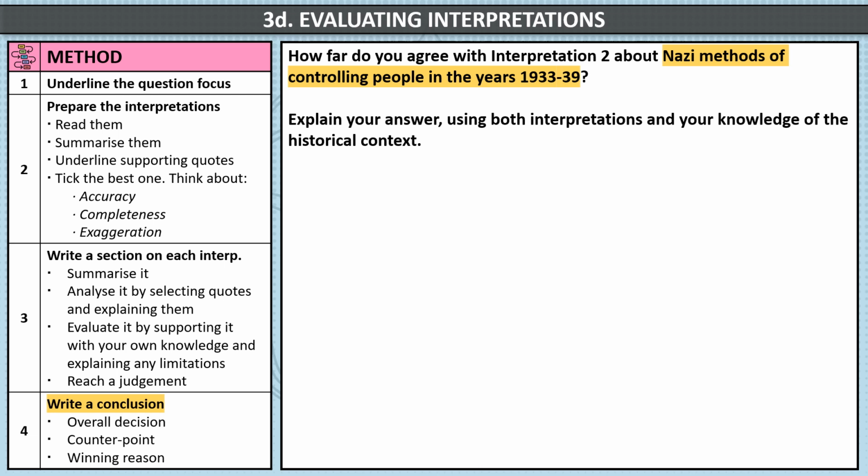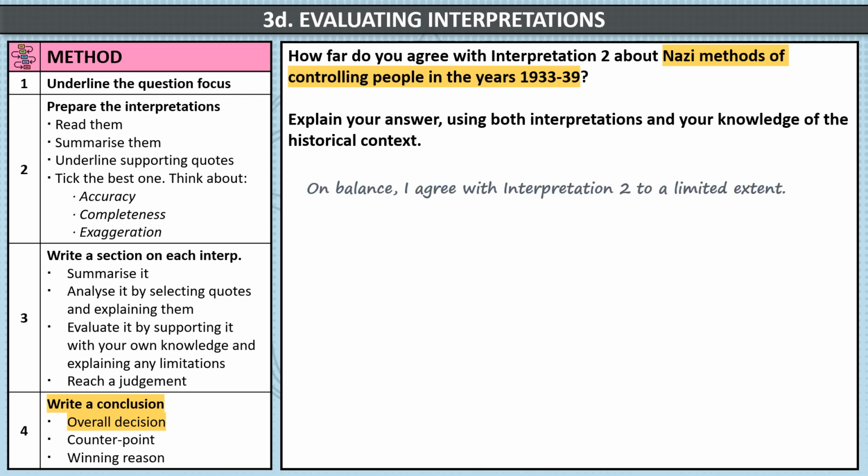Once you've written your two main sections, one on each interpretation, you're ready for your short conclusion. Now this will just be 3 or 4 sentences. Start by giving your overall decision about interpretation 2, because that was the interpretation you were asked about in the question.